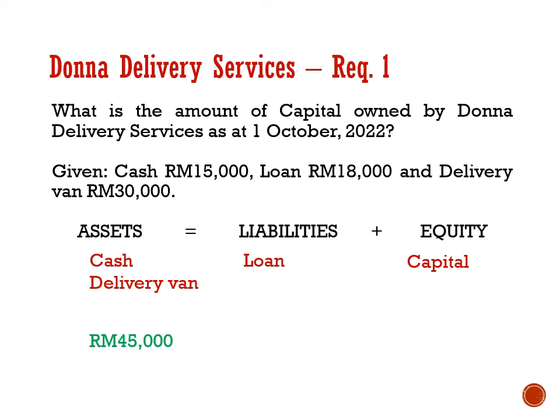So for assets, we have a total of 45,000 ringgit, being cash of 15,000 plus delivery van of 30,000. For liabilities, we have 18,000 worth of bank loan. So simply by solving for the equation, we will get a balancing figure of 27,000, being the capital under equity. As simple as that.